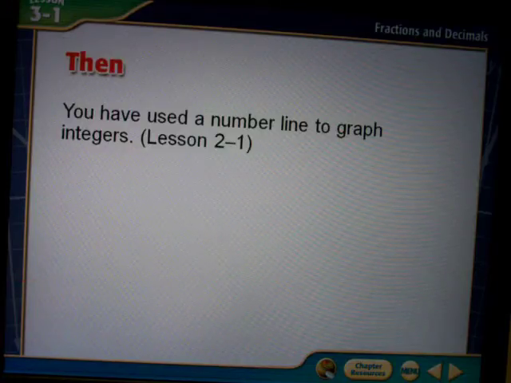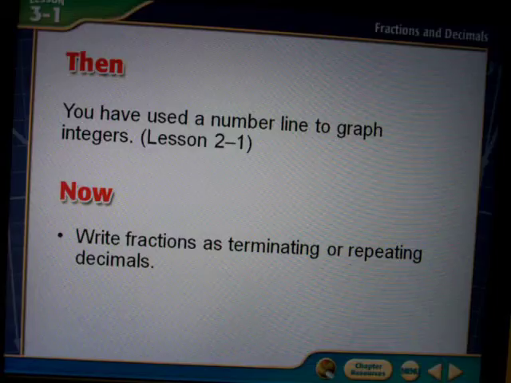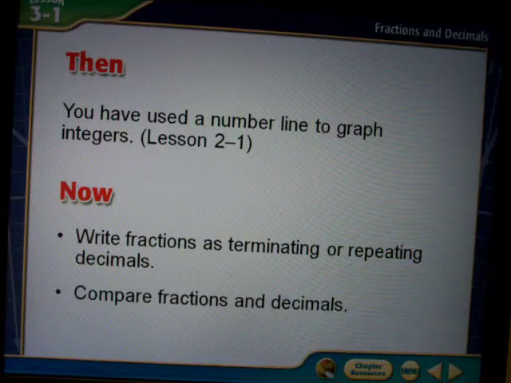Alright, so we have used number lines to graph integers. We did that a while ago; you've done that in previous lessons. So now we're going to write fractions as terminating or repeating decimals. And then we're going to compare some fractions and decimals.